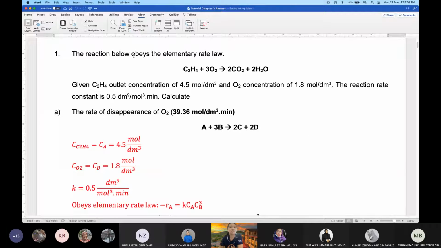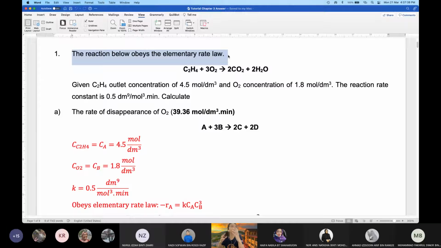So the first question says, the reaction below obeys elementary rate law. Okay, in chapter 3, we already learned about rate law. If you forget, we have 2 types of rate law: either elementary rate law or non-elementary rate law. What's the difference? The difference is in the reaction order.